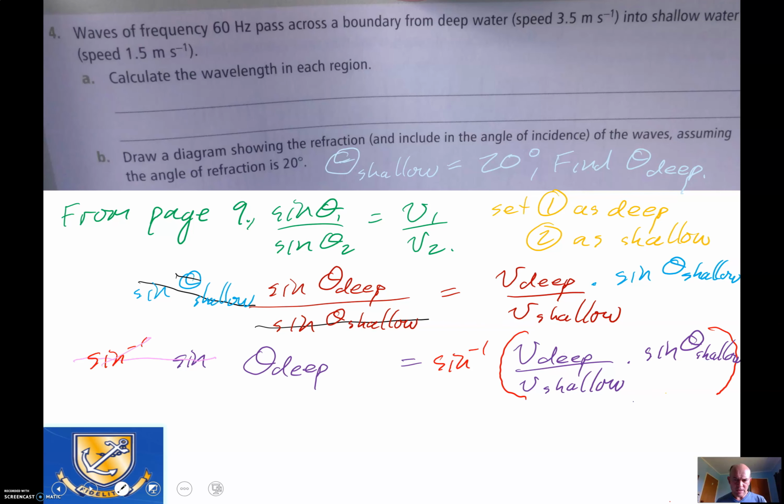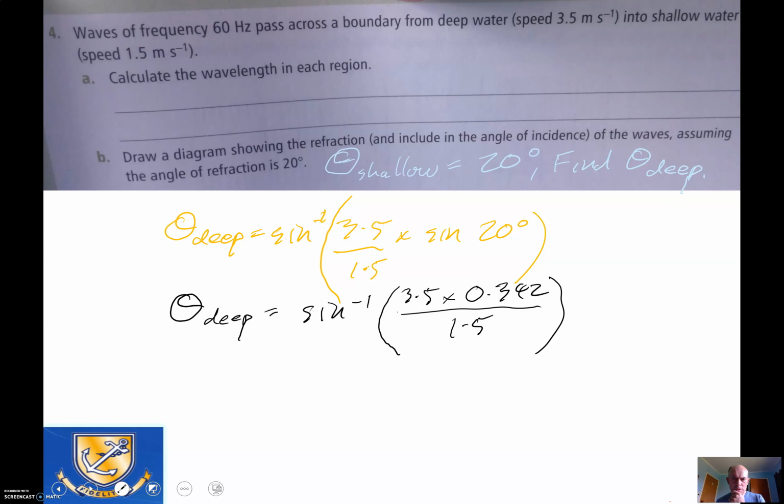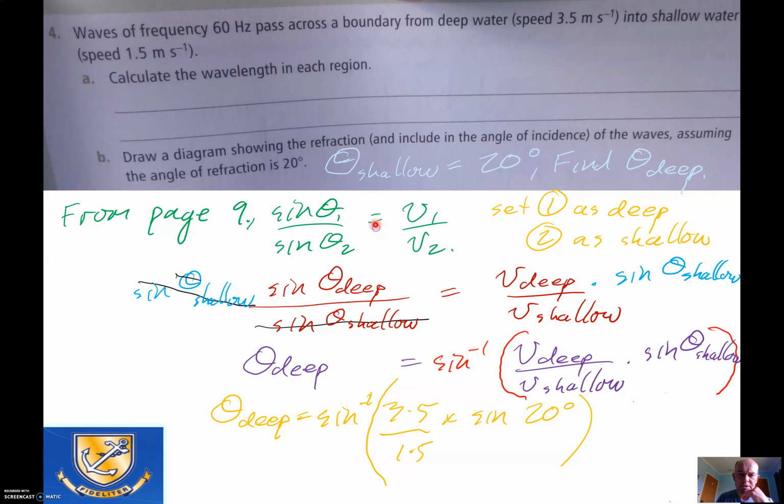And I write that the sines cancel. I'm left with theta deep is equal to the inverse sine. Now the numbers go in. There's the speed in the deep water. There's the speed in the shallow. There's the sine of the angle. Not enough room, so I'm going to get rid of all of the other stuff there and move this thing up to the top. There it is. I've moved it up the top and then put the numbers in. Probably should have put another step there, guys. Sorry about that.